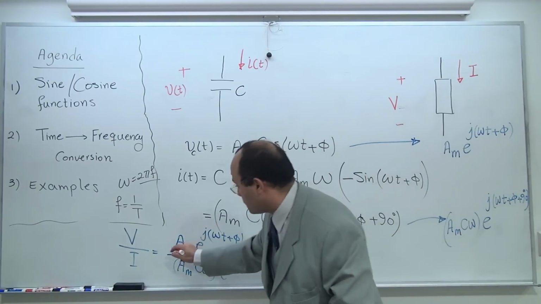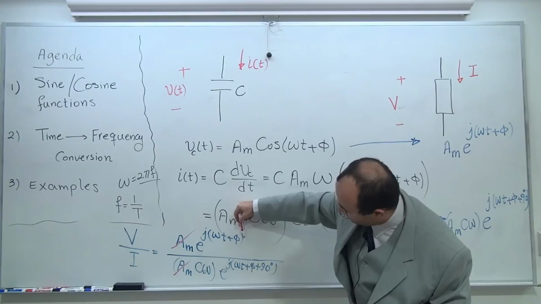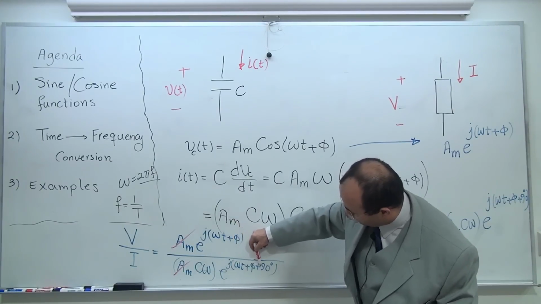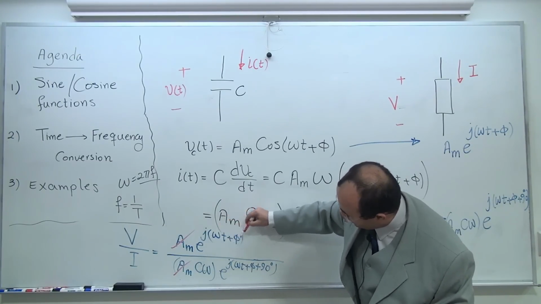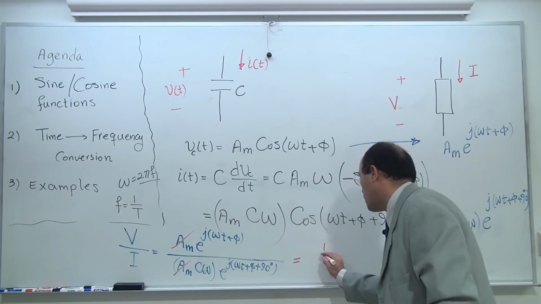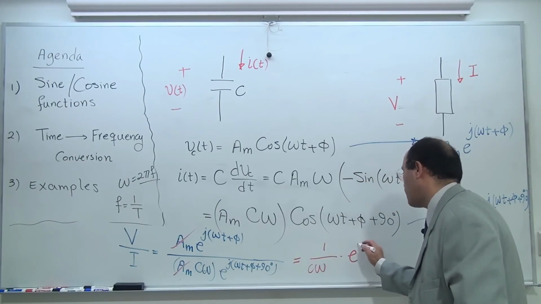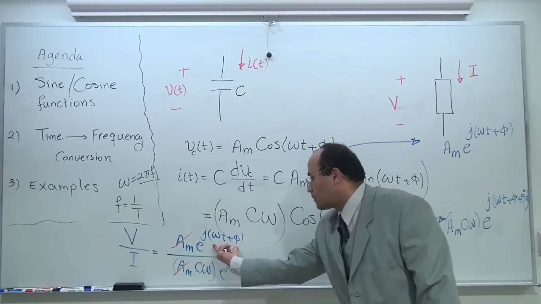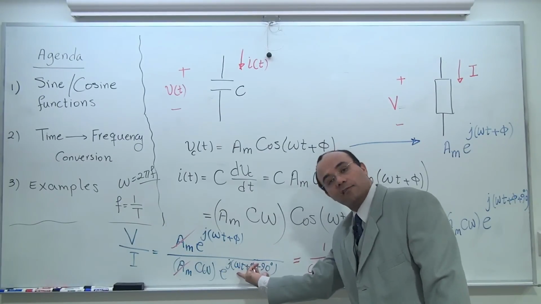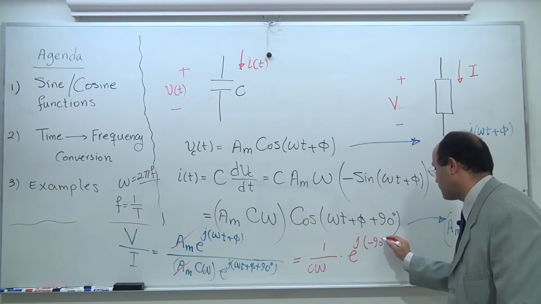Now, if Am is not 0, you can actually get rid of this. E to the power of j(omega t plus phi), e to the power of j(omega t plus phi plus 90), you can see that this minus this happens. So this is going to be equal to 1 over C omega times e to the power of j, this minus this, minus 90 degrees.